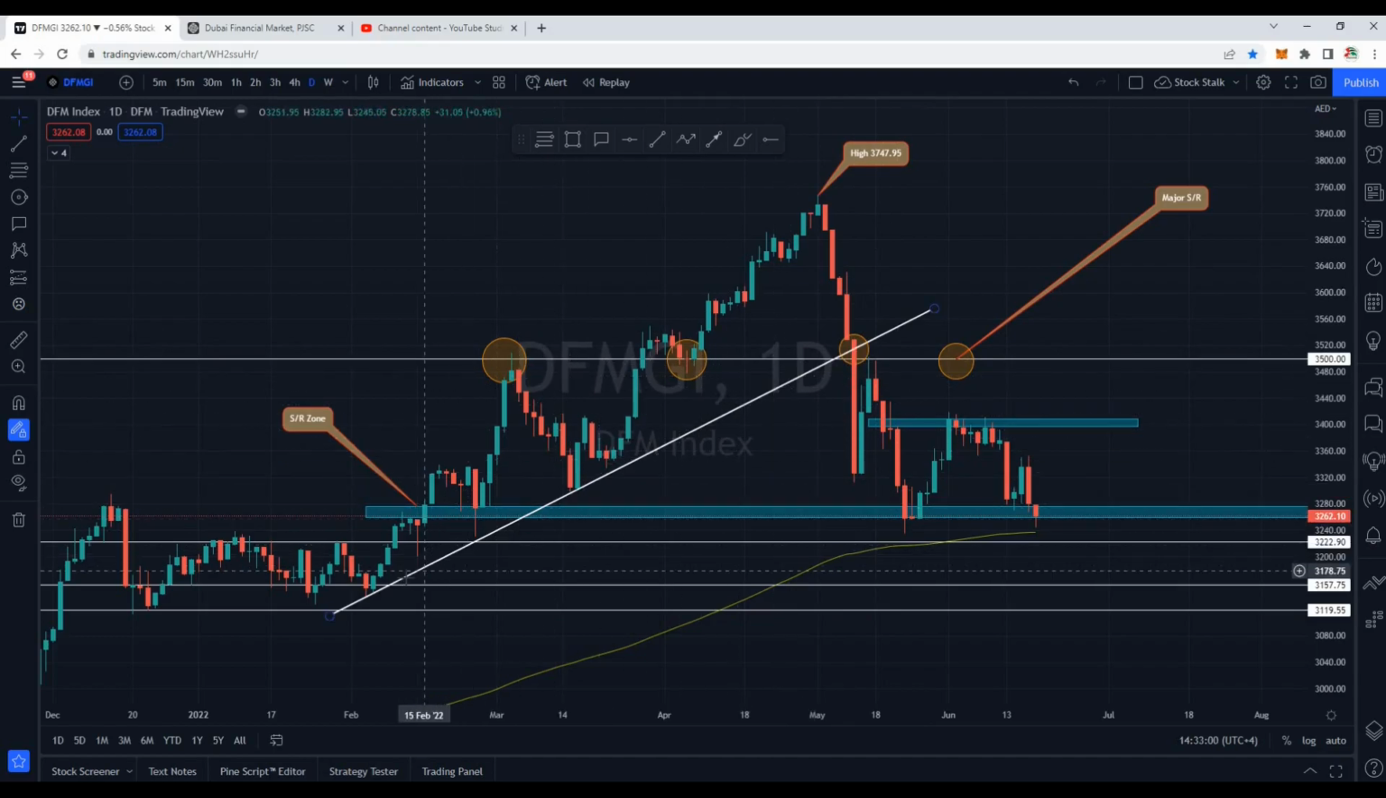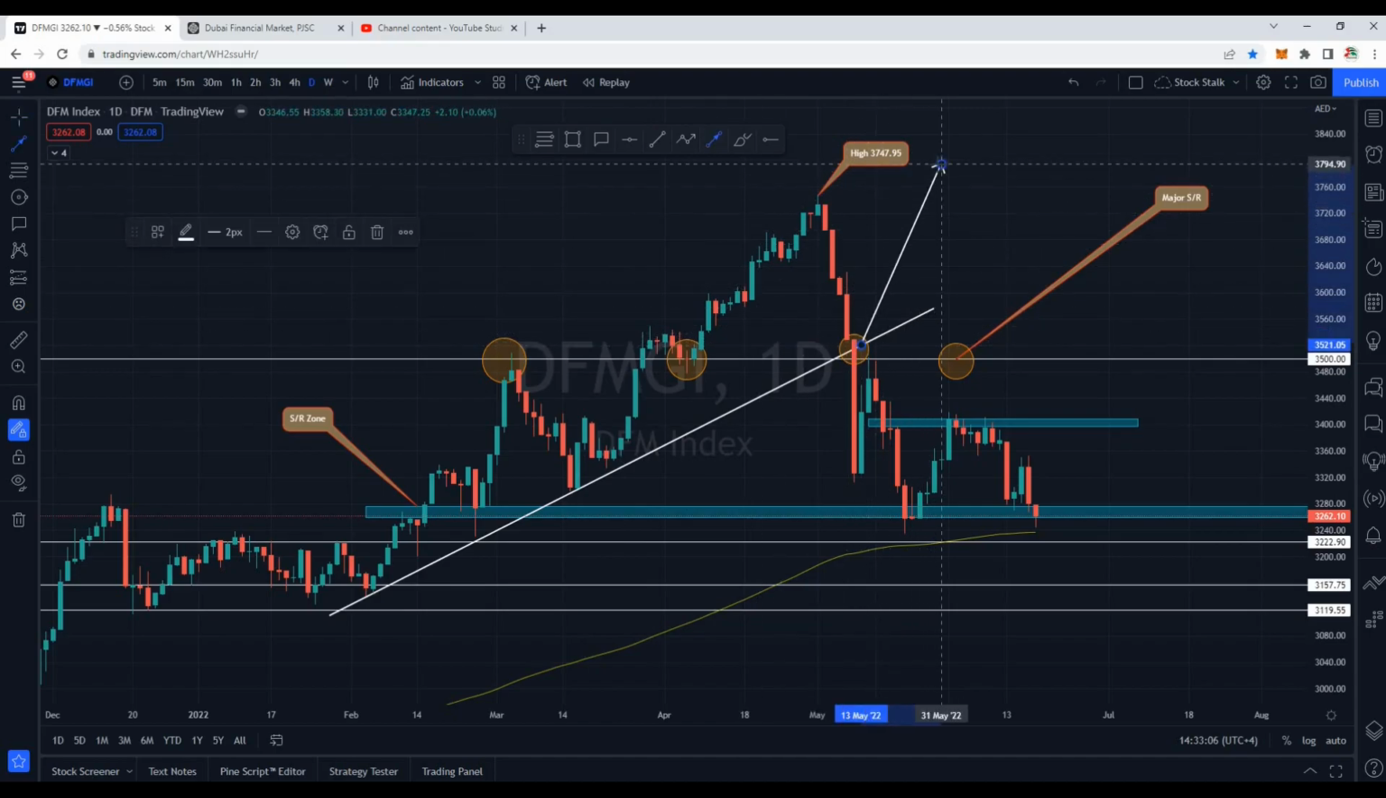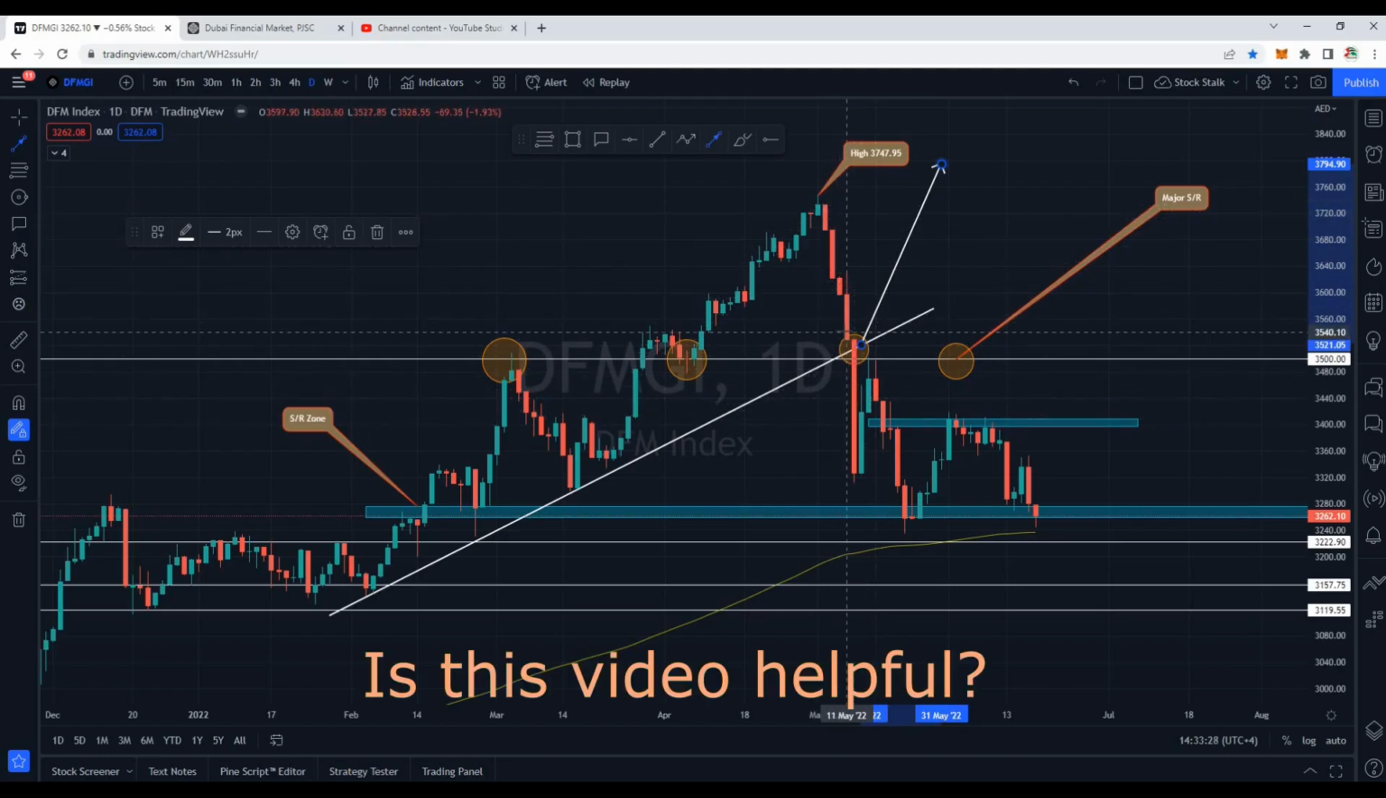Market was respecting this trend line again and again. This time we were expecting a bounce right from this level to go up again and cross the previous swing high, that is 3,747.95. But this did not happen. What happened is it broke this trend line with a huge red candle. Remember when there was a panic, international markets were selling off. So this is the place where panic sell started.